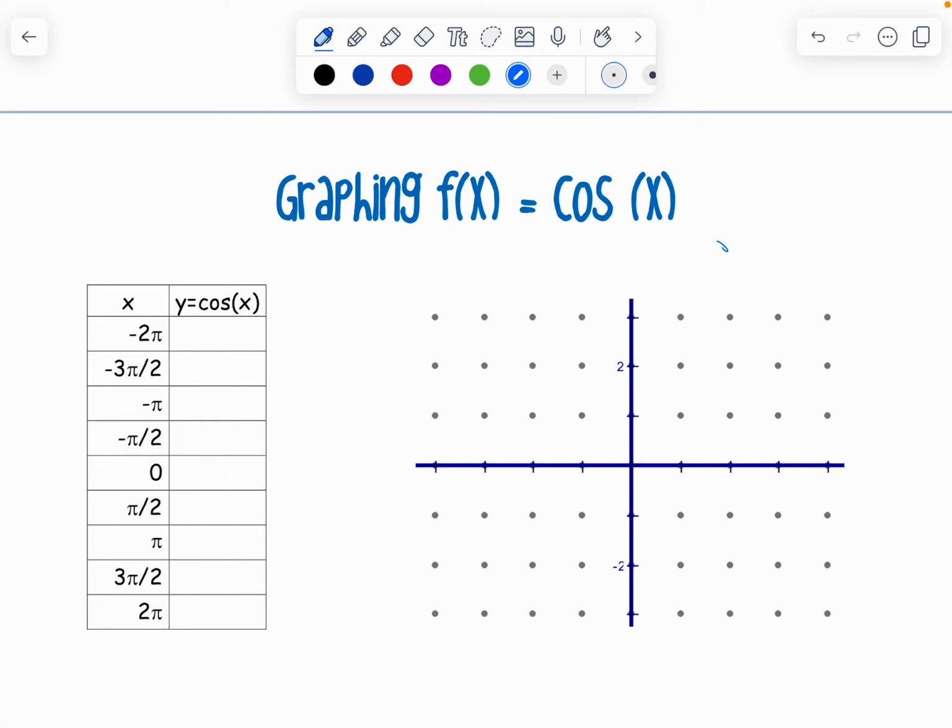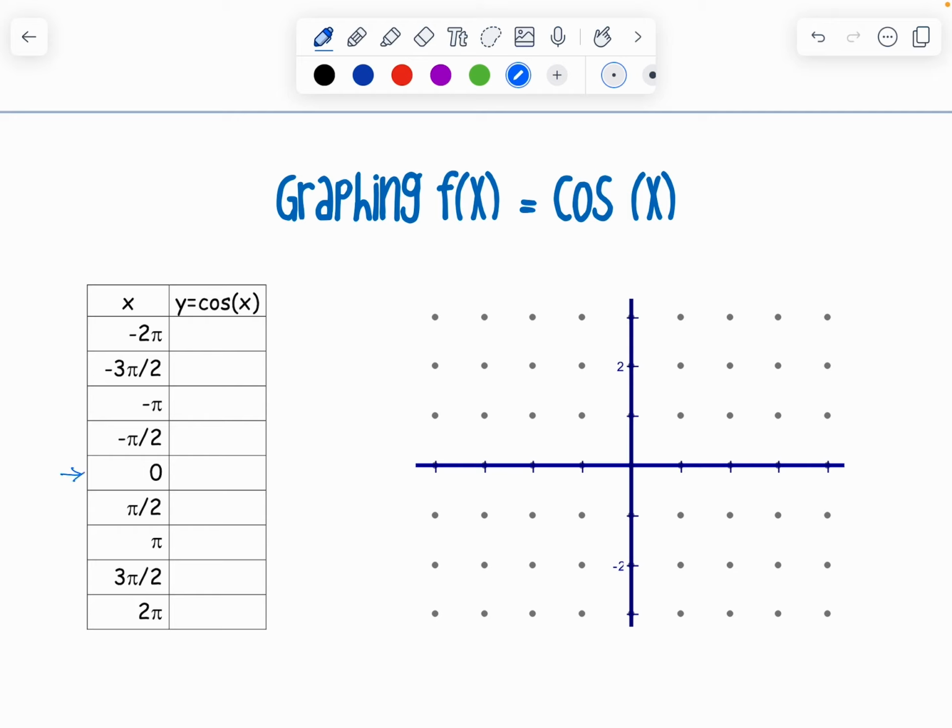Hello everyone, welcome back. We are going to be talking about graphing the function f of x equals cosine x today. It's a lot like graphing f of x equals sine x, but it's got some differences and some similarities, and we'll look at those today. All right, I'm going to graph cosine x.